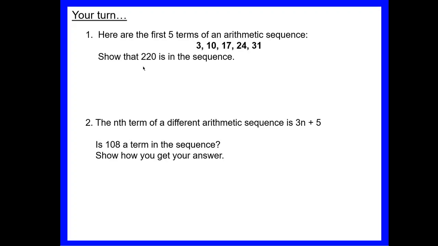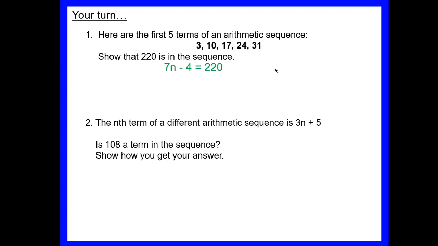Okay, so for the first one then, we're told to show that 220 is in the sequence. So it must be in the sequence, so all we've got to prove is where in the sequence it is. So we first find our nth term rule. From 3 to 10, we're adding 7. Each time we're adding 7, so that's 7n. We have a 7 and we'd like a 3, so we'd have to subtract 4. So our nth term rule is 7n minus 4. And we're going to make that equal to 220.